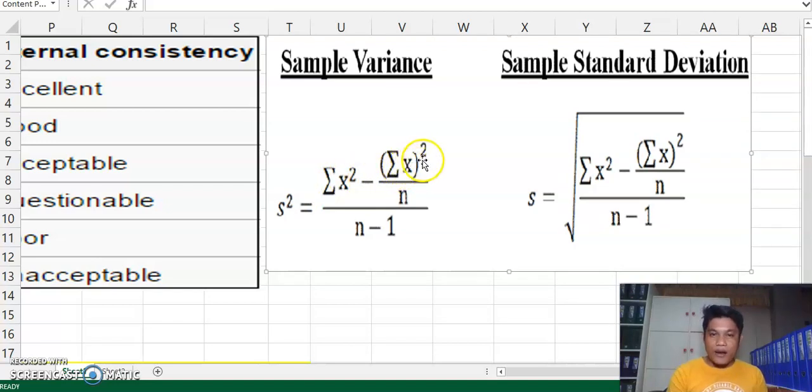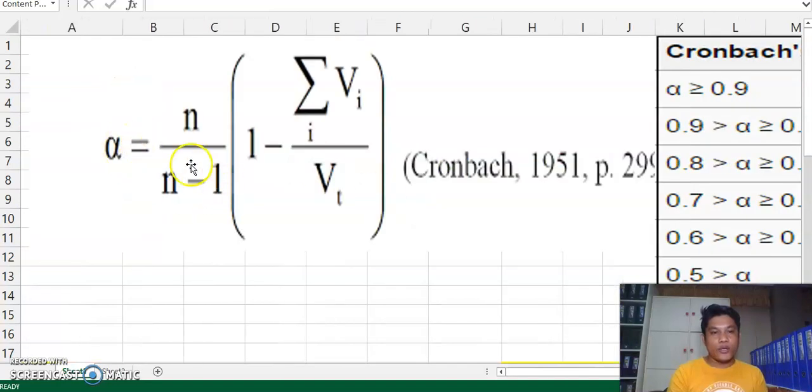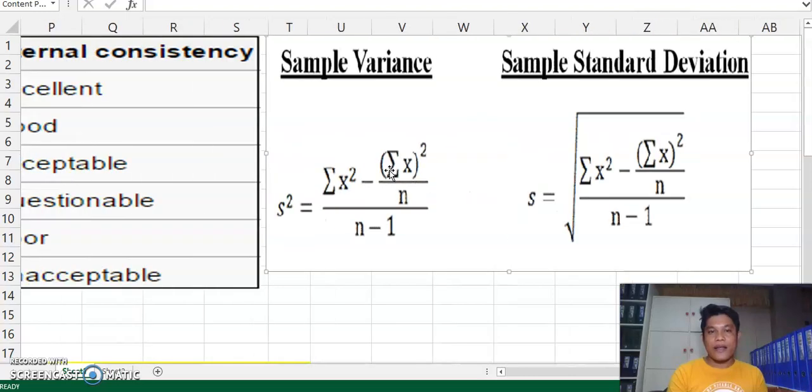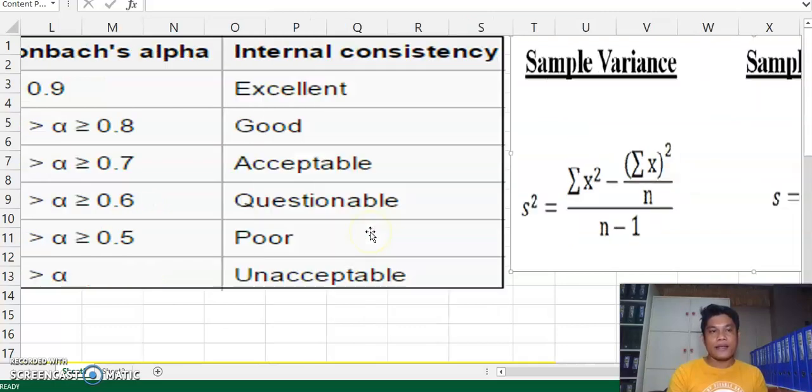And your square is the square of the data. So example, if the response is 5, so you square the 5, it becomes 25. You add all the squares, divide it by n. Your n now is the number of respondents. Unlike in the previous, I told you that your n here is the number of items. But in this variance, your n is the number of respondents, not the number of items. So if you do this, then you are getting the variance.